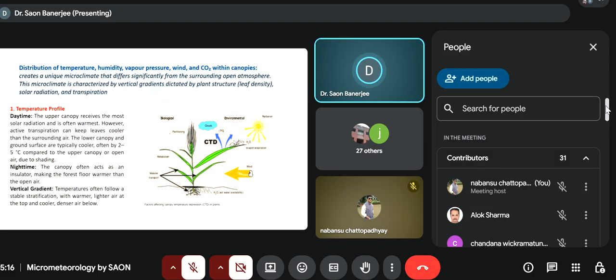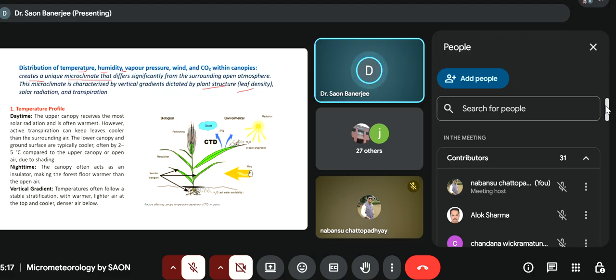Now, if we think about the distribution of temperature, humidity, all these parameters, they create a unique microclimate. And that microclimate for a particular area differs from other areas. There will be some gradients and some variation, and plant structure, leaf density, their orientation, solar radiation, and transpiration all govern this microclimate.